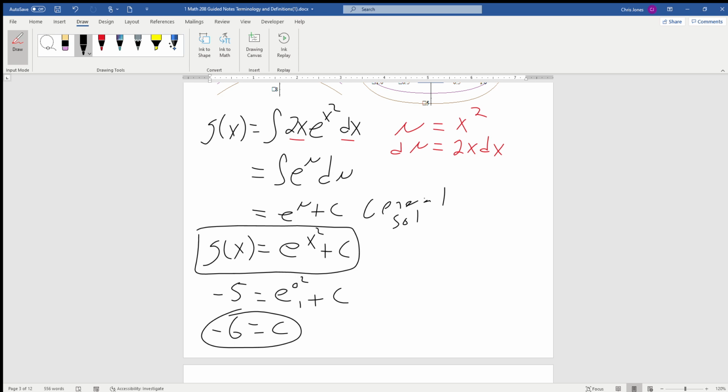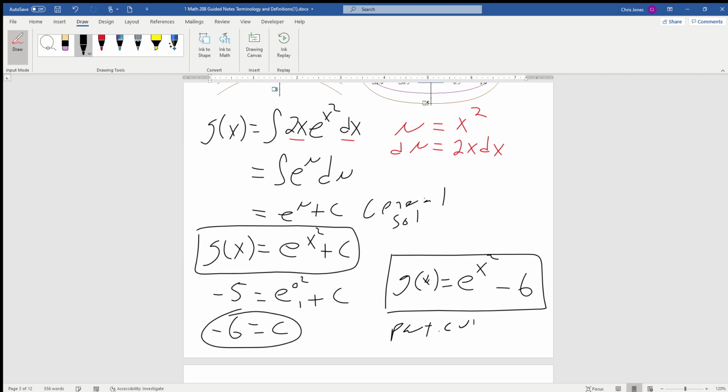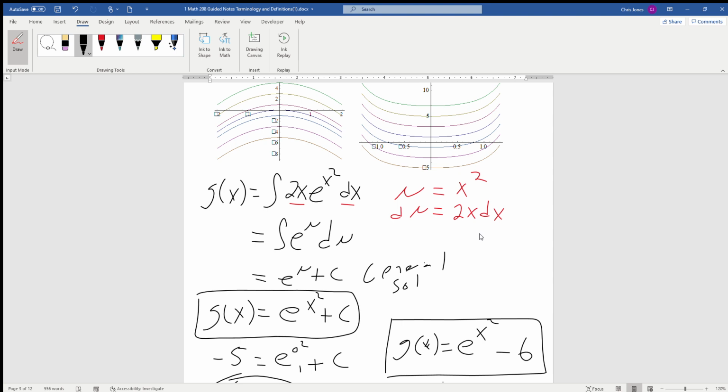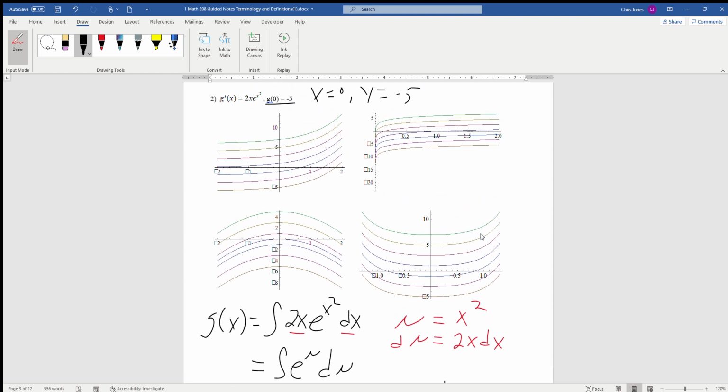So the curve that we're looking at particularly is g of x is going to be equal to e to the x squared minus 6. And this is our particular solution. Now with the particular solution, we just go and we figure out what e to the x squared looks like. Right? And probably what we would like to do is plug that into our calculator just to see essentially what e to the x squared looks like. I'm going to do that while we're going through.